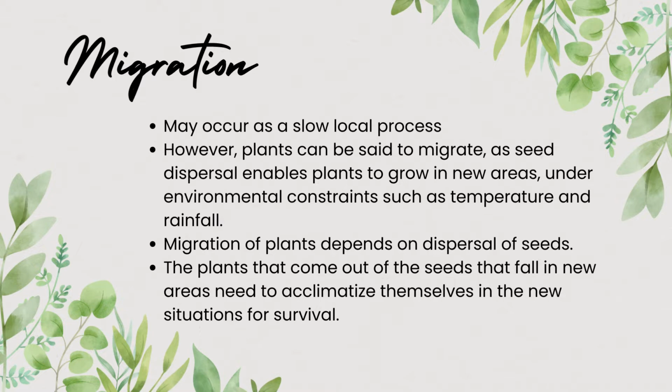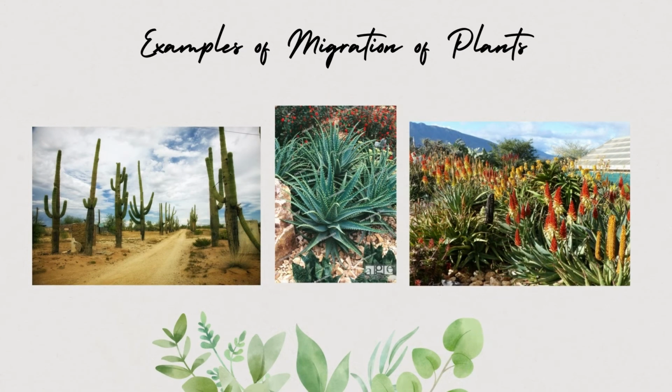Migration of plants depends on the dispersal of seeds. Vegetative propagation is also responsible in a few cases, but this must have played an insignificant role at the early stage of plant migration. Seeds are carried over to wider and wider areas by different agents. The plants that come out of the seeds that fall in new areas need to acclimatize themselves to the new situation for survival. This is some example of migration of plants. Look here.